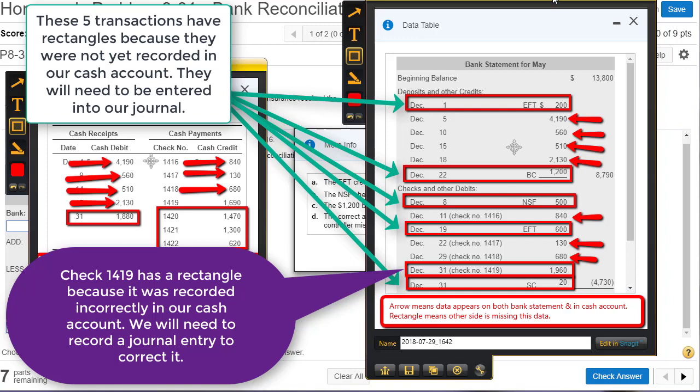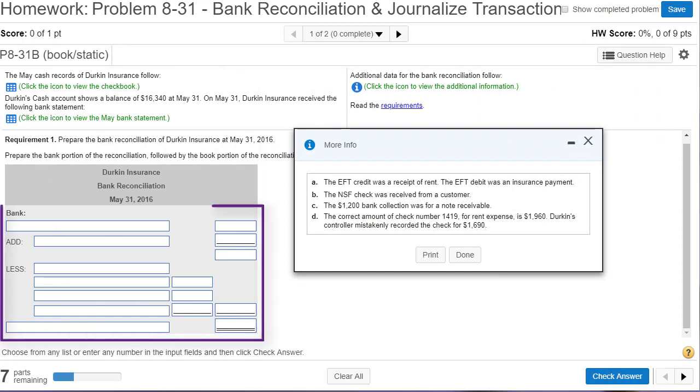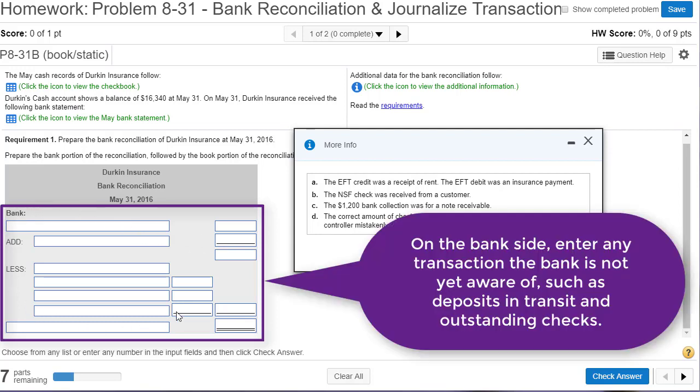So now we can get back to the main problem here. And notice again, they're giving us the bank side. We can only work on this bank side. Once we get the bank side open, then they will let us work on the book side. So what do we put on the bank side? Anything that the bank was not aware of.